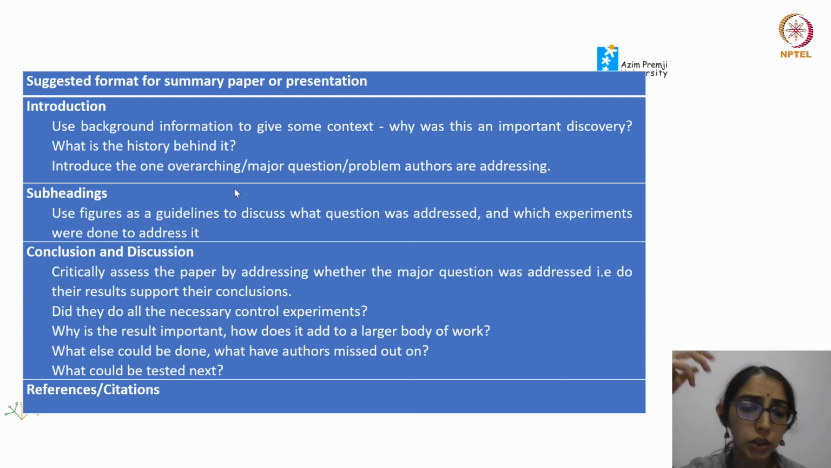You can also think about what the authors have missed out on, or you can think about why what the authors have done is a really nice, clever idea, right? Then you can think about what could be done next. So you've answered one question, and usually when you answer one question, it opens the doors to many more questions. You can also think about what could be done next. So these are all things that you can actually discuss as a group when you're reading a paper.